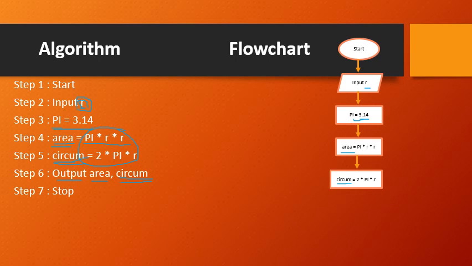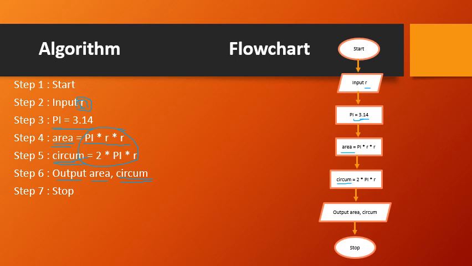Now the next step, that is step number 7, is the stop. Before stop we need to do the output. So output again has to be performed in a parallelogram. So use an arrow and connect it with the parallelogram and put the message as output area, circum, and the final shape is stop.